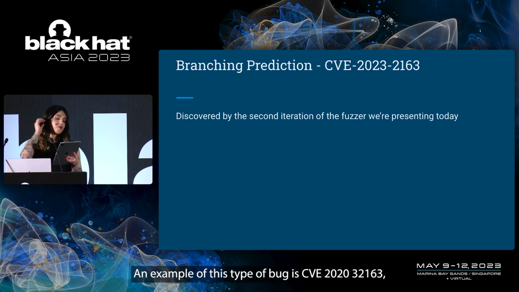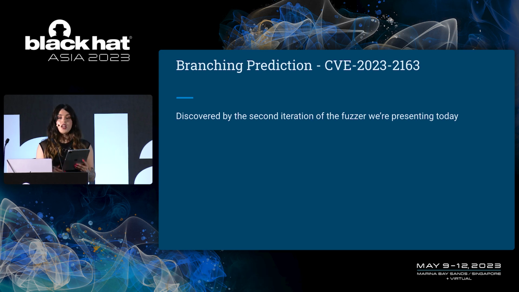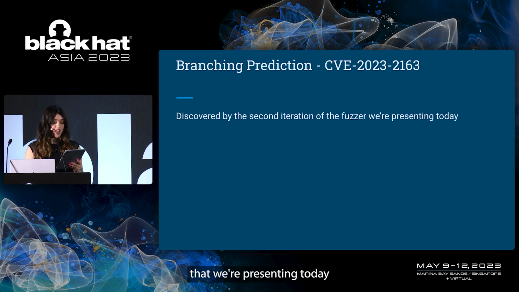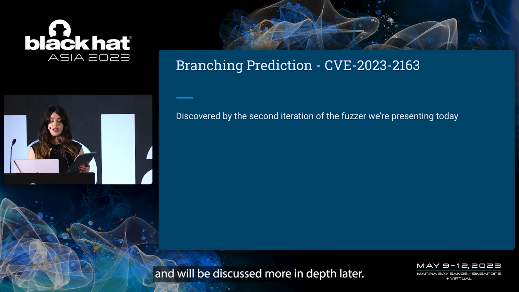An example of this type of bug is CVE-2023-2163, which was discovered by the second iteration of the fuzzer that we're presenting today, and will be discussed more in depth later.